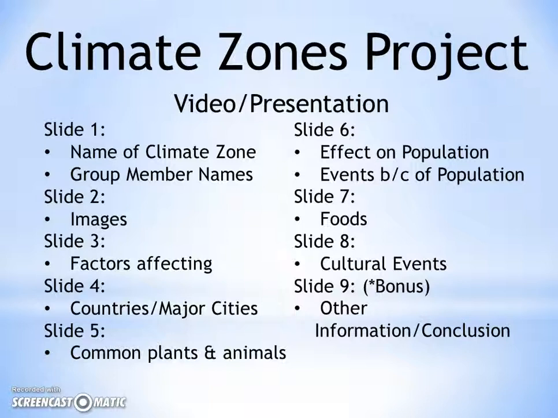Slide 6, the effect on the population that's in that climate zone, and any events that happen because of population. So if there's any detrimental effects because of overpopulation in the area, please put those in. Slide 7, any foods found in that particular zone. Slide 8, any cultural events that happen. And slide 9, that's the bonus slide, that's other information and a conclusion that you'll need to have.